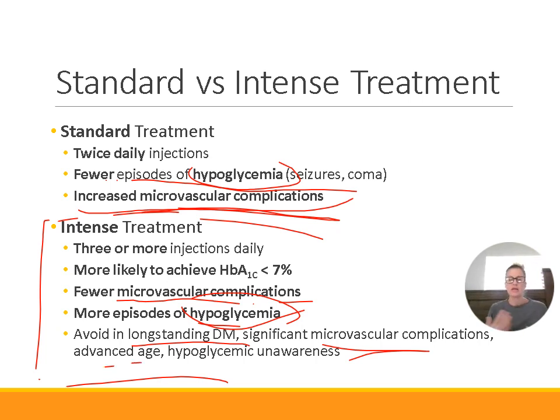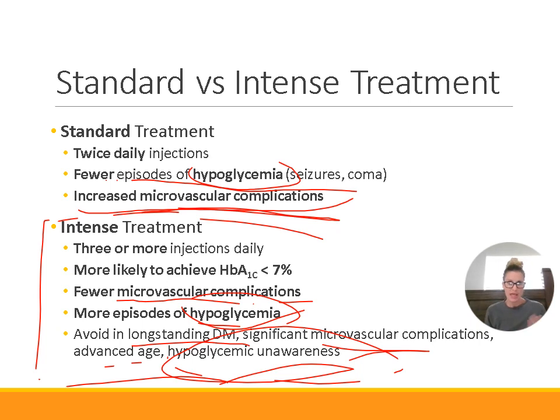Advanced age, again, I talked about this, elderly patients are more frail, more likely to fall, less likely to be able to manage the hypoglycemia well, and along those same lines, hypoglycemic unawareness. So if the patient is not able to notice the signs of hypoglycemia and manage them appropriately.